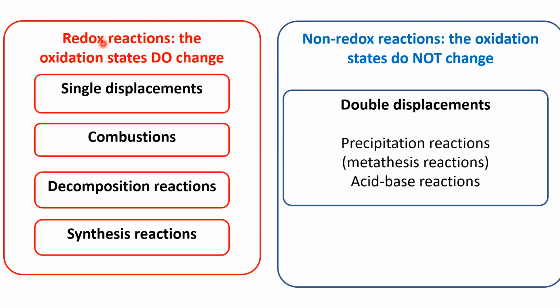Redox reactions are ones in which oxidation states change. We're going to define what oxidation states are in a second. The examples of redox reactions are single displacement reactions, combustion reactions, decomposition reactions, and synthesis reactions. So what we'll do first is talk about what oxidation states are, and then we'll look at some examples of redox reactions.